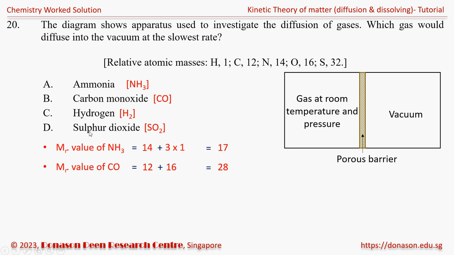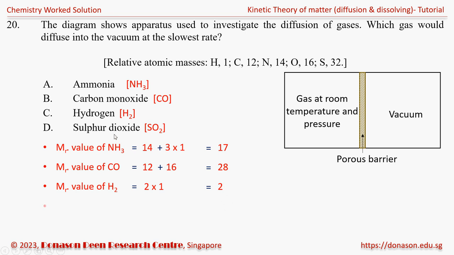But since we have not considered the other two options, let's continue to work out the Mr value for hydrogen. Hydrogen, as we know, is the least dense of all gases. There are 2 hydrogen atoms, each with an atomic mass of 1, so twice of 1 is 2. So the Mr value for hydrogen is 2. And of course, this is going to be the one that diffuses the fastest into the vacuum.